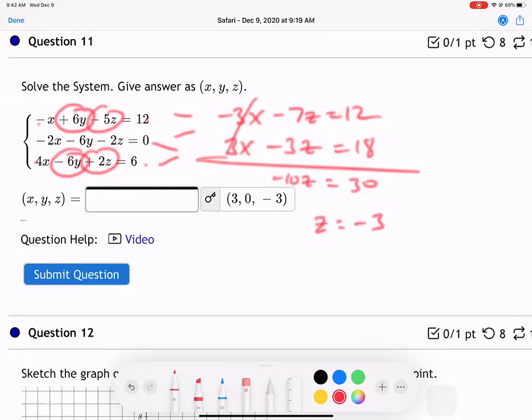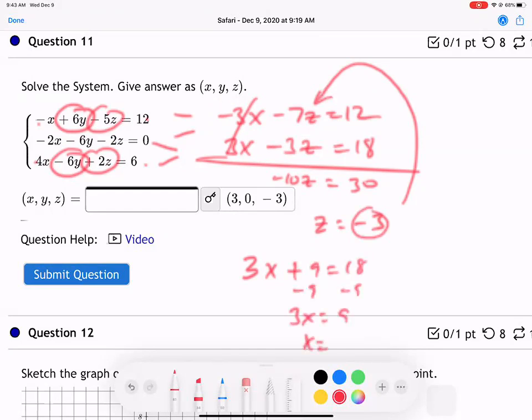All right, great. Now we know z. We can plug back into one of these equations here. I'm going to choose the second one, 3x minus... wait, what's negative 3 times negative 3? Right, that's positive 9. So 3x plus 9 equals 18. Minus 9 minus 9. 3x equals 9. x must be 3.